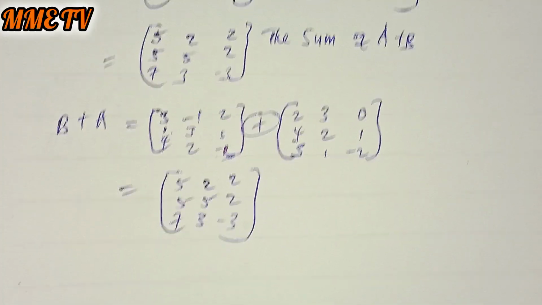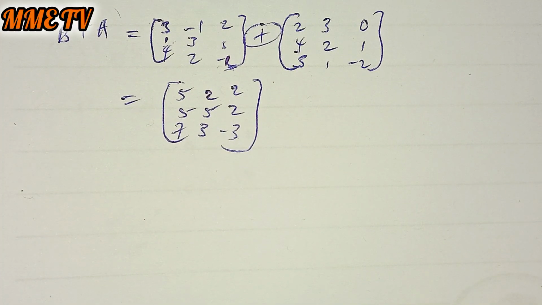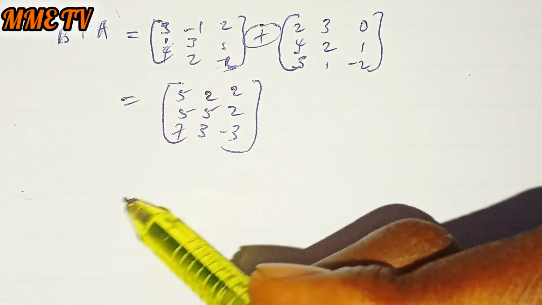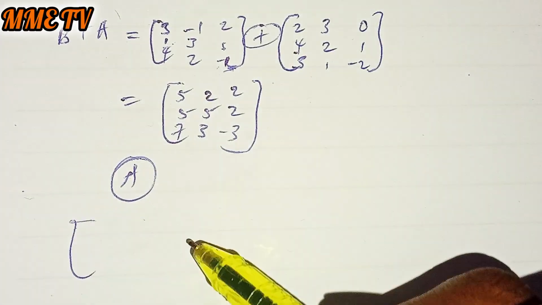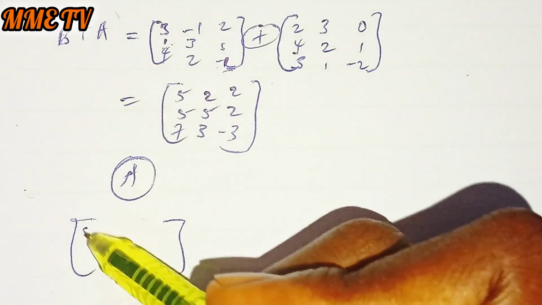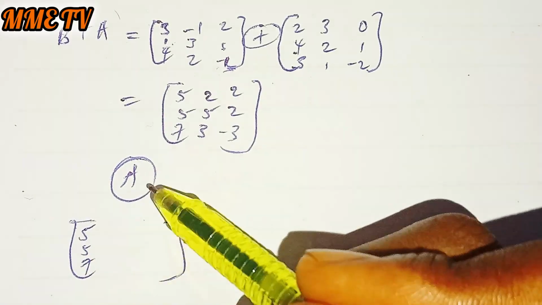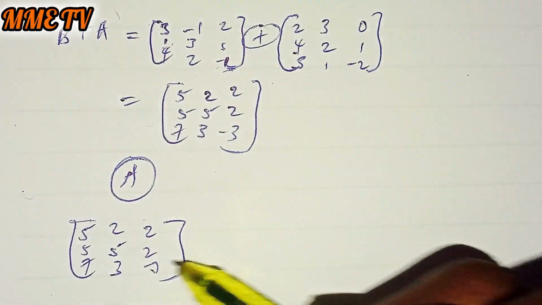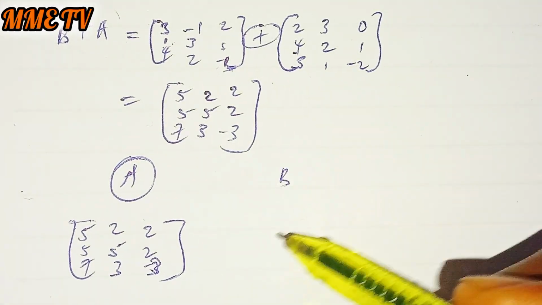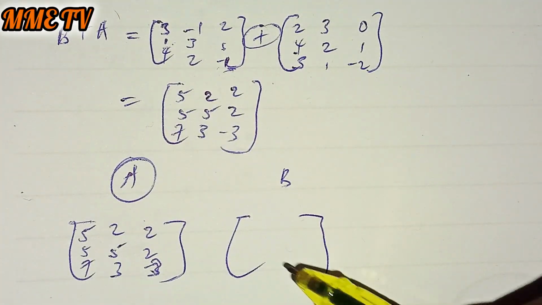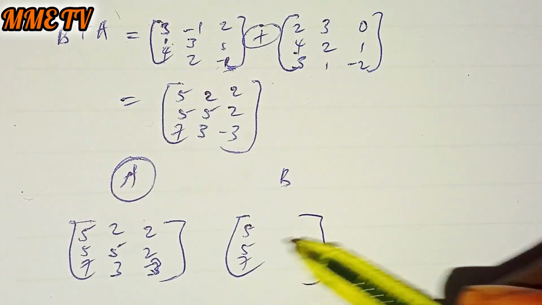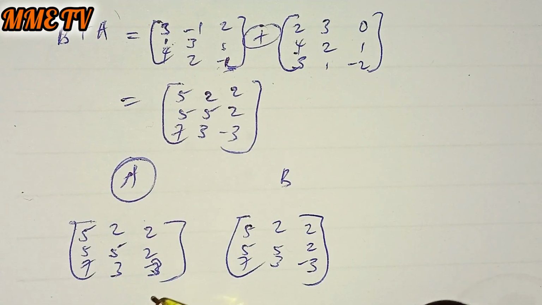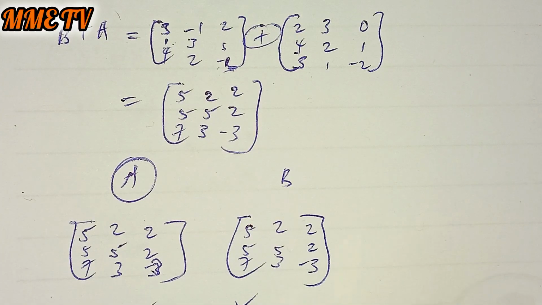Now let us compare and contrast by ourselves to know if this is actually equal to each other. So the first one which we have sorted out, the A plus B, happens to be 5 5 7 2 5 3 2 2 minus 3. Then our B plus A, which they have asked us to know if they are equal, is 5 5 7 2 5 3 2 2 minus 3. You see that these two things are equal, and that is perfectly correct.